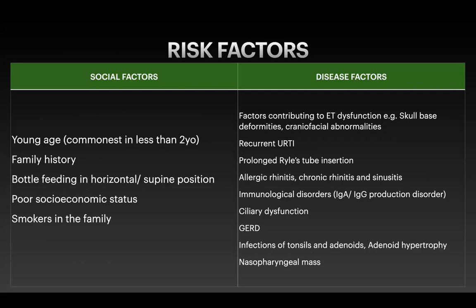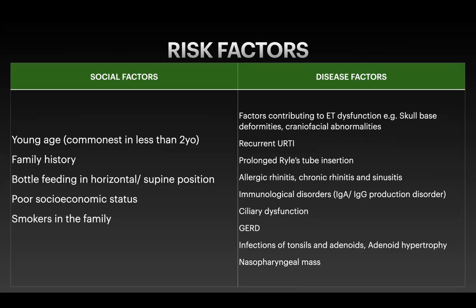Social factors include young age, where it's commonest in less than 2-year-old patients, family history of otitis media, bottle feeding in horizontal or supine position, poor socioeconomic status, and presence of smokers in the family.